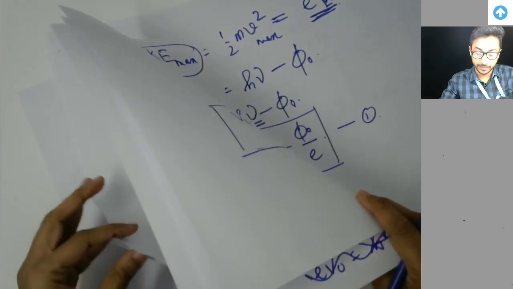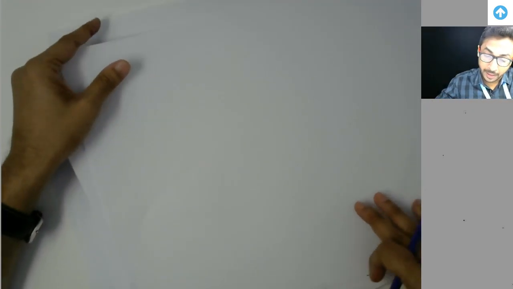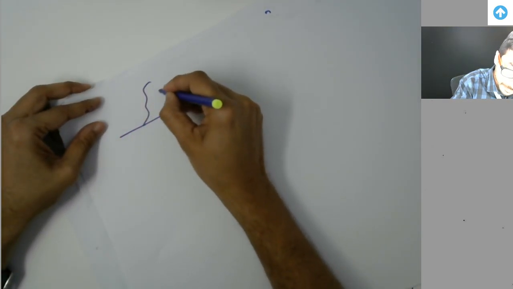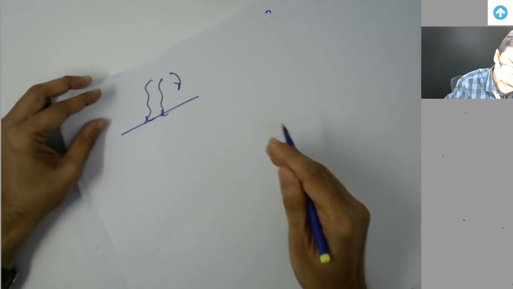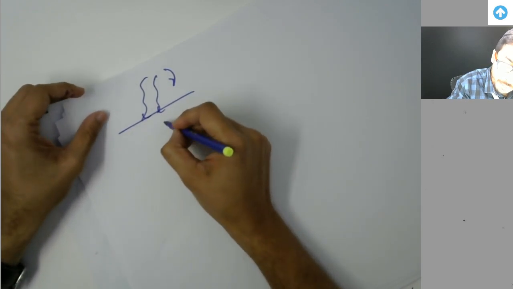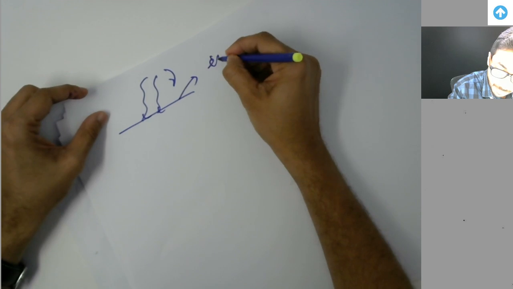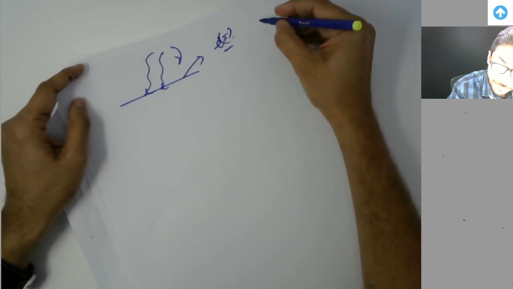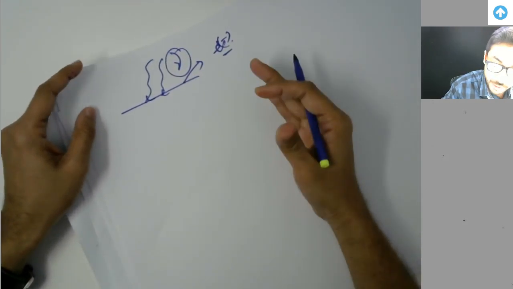Let us see how we can relate photoelectric emission with graphs. Now what we saw: when light of frequency nu falls on a metal surface, electrons are emitted. How does the frequency of the light nu affect the emission of electrons?